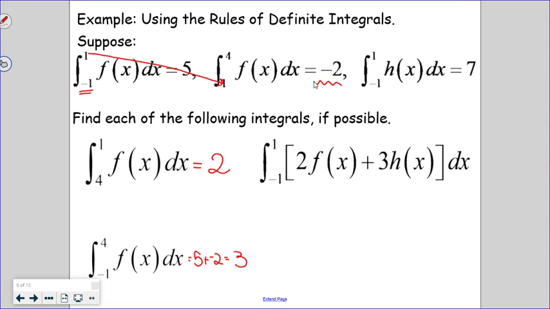The integral from -1 to 1 of 2 f of x plus 3 h of x dx. A couple different things going on in this one. One of the things we see in this one is that we have the sum of two different functions. And so I can break it at that sum and do the integral of the first plus the integral of the second.